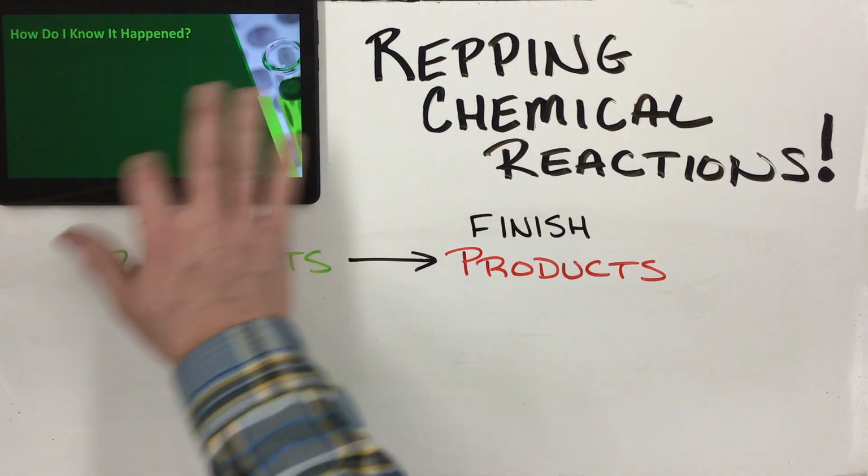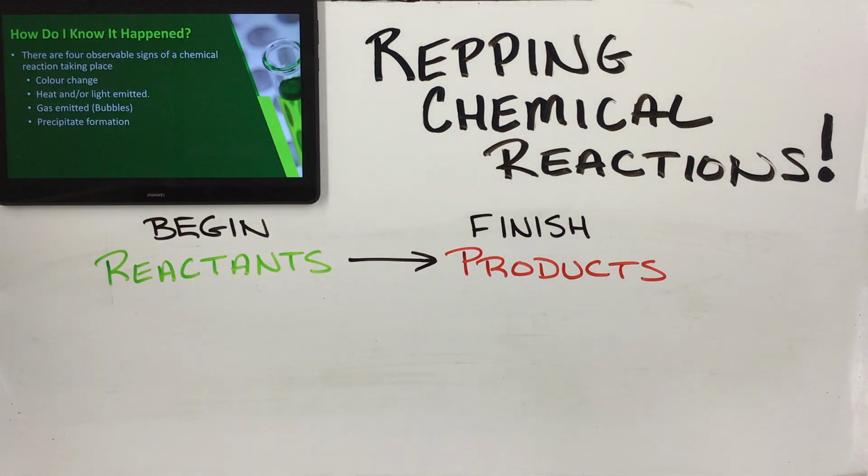Now, how do I know a reaction even took place? Well, there are 4 observable signs, right? Things that I can notice with my senses, that I can see, that tell me definitely a chemical change has occurred. Any chemical reaction is going to have at least one of these, maybe more than one, right? Quite often more than one. So the first one is a color change, right? Leaves changing color in the fall. That's because there's a chemical reaction taking place inside of the leaf, right?